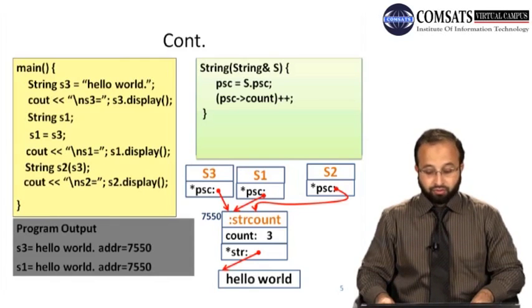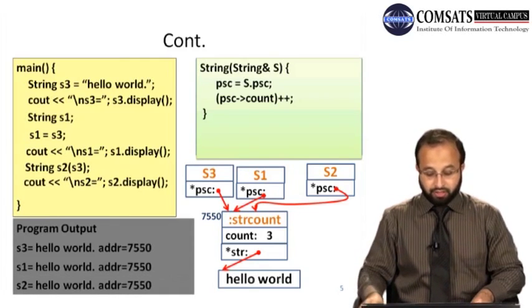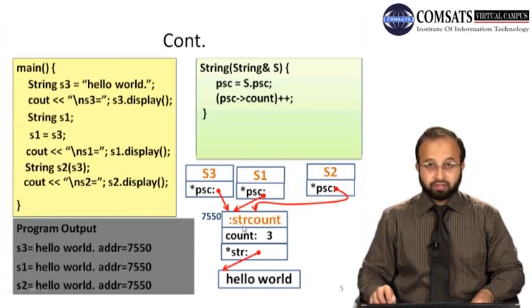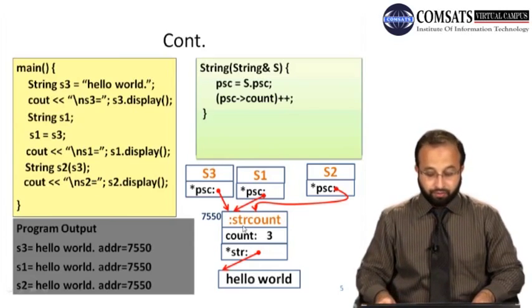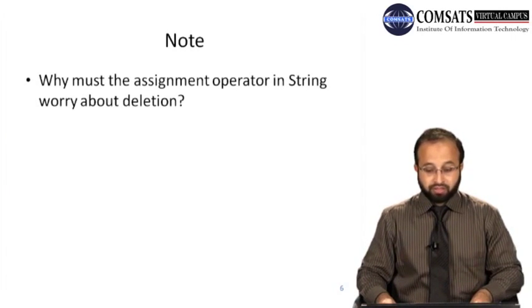Now when you display s2, it will display the same string, that is hello world, and the address of the string count object is 7550. इसके प्रोग्राम को हमने लास्ट क्लास में देख लिया था, सो लेट्स मूव फॉरवर्ड. So why must the assignment operator in the string worry about deletion, right?